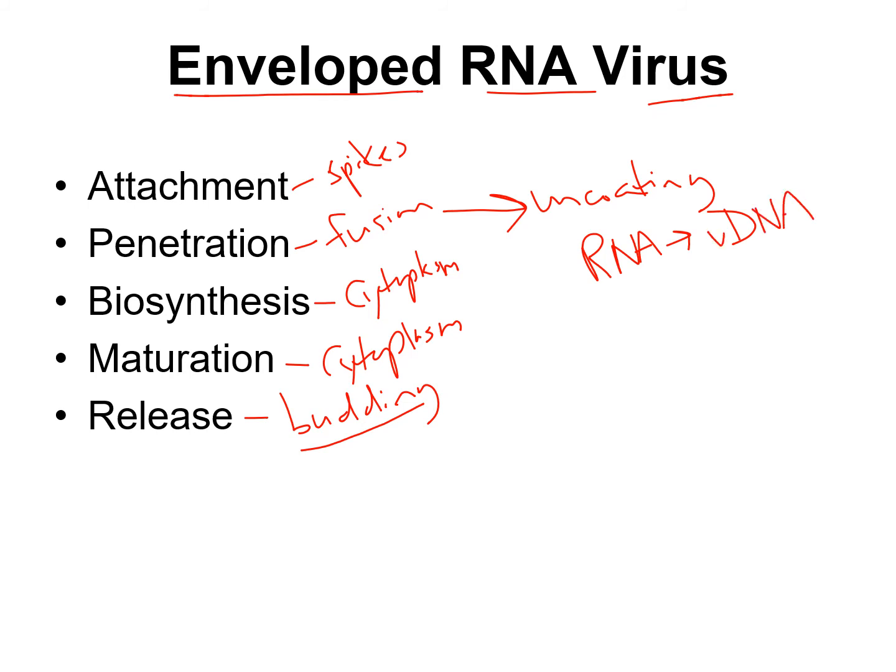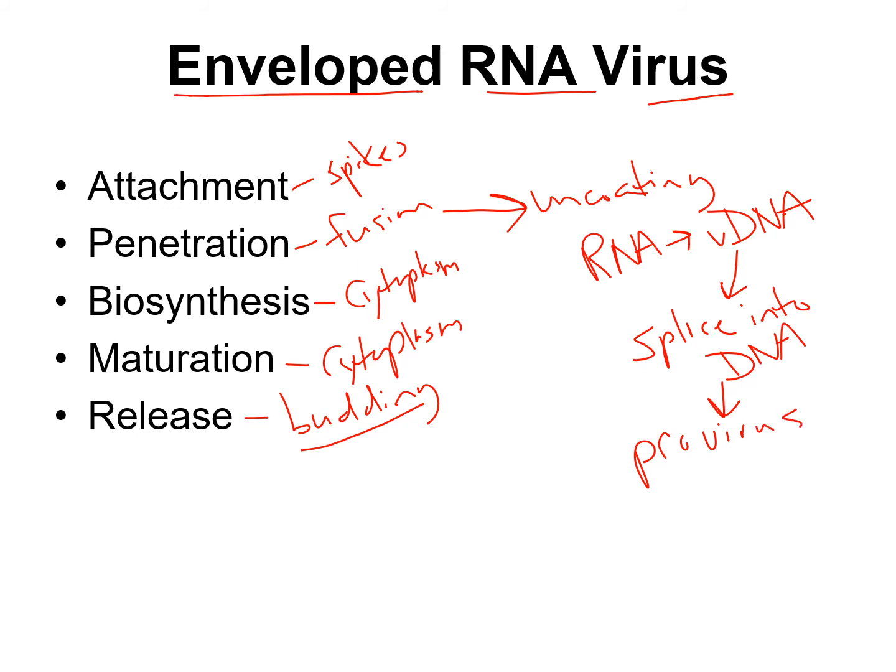So it's going to make a copy of the viral genome into DNA. And then that viral DNA is going to transport to the nucleus and it's going to splice into the cell's chromosome, so the host cell's DNA. And when it does this, it forms what we call a provirus.